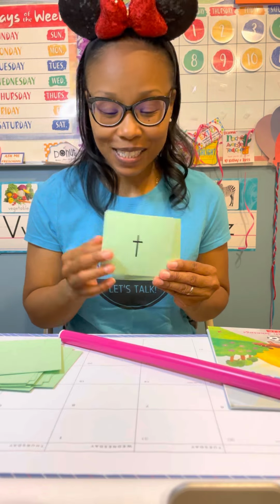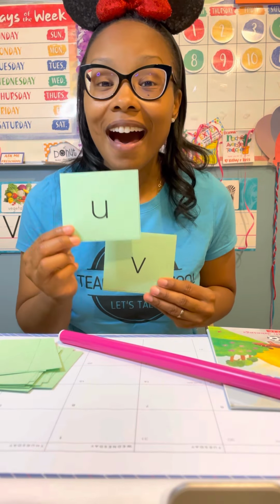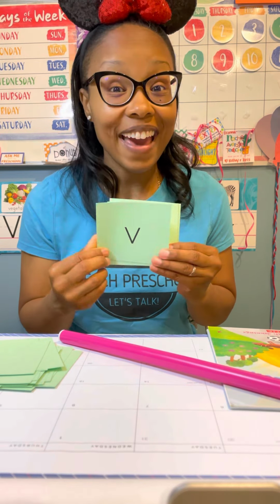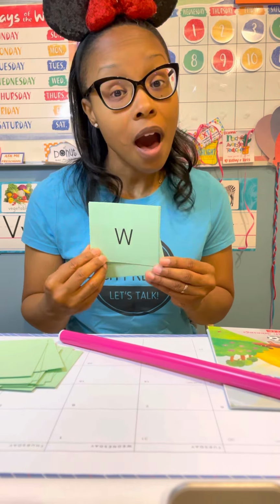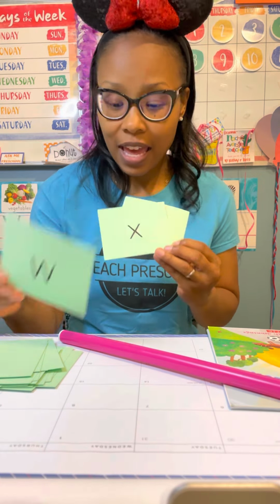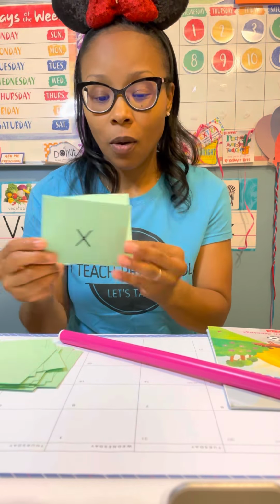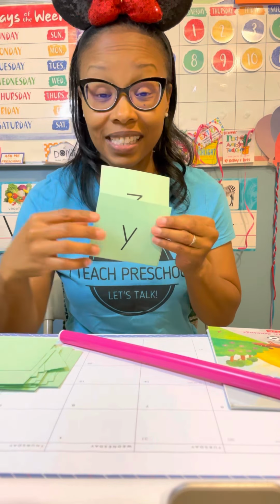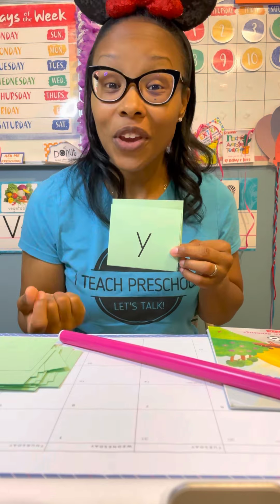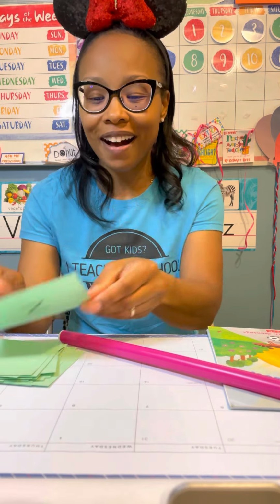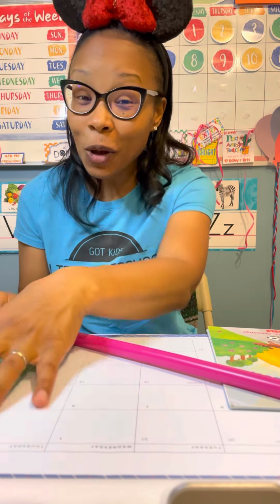T says teeth. Cheese. U says umbrella. V says vacuum. W says water. X says X-ray. And Y says yo-yo. And Z says zebra.